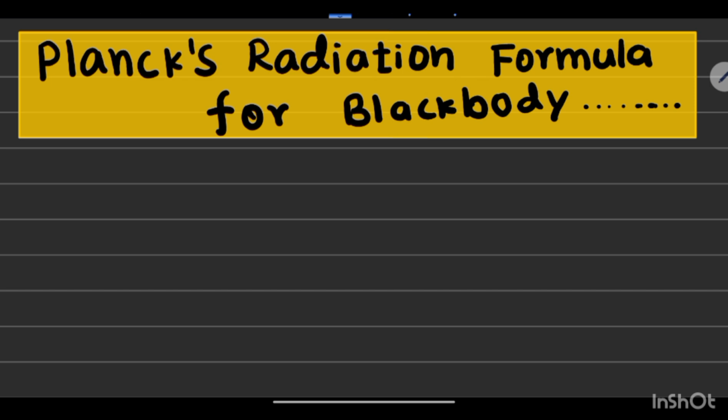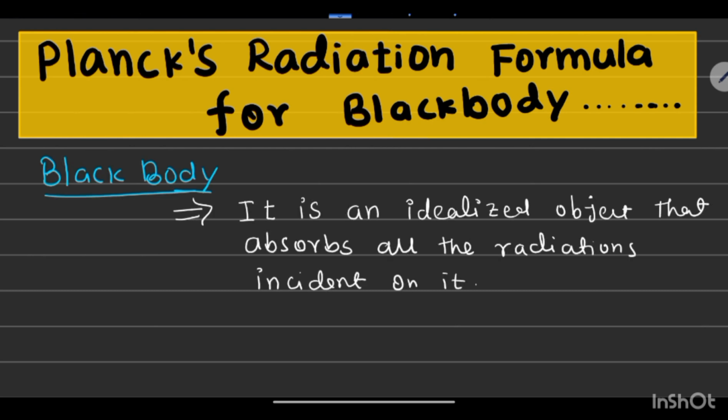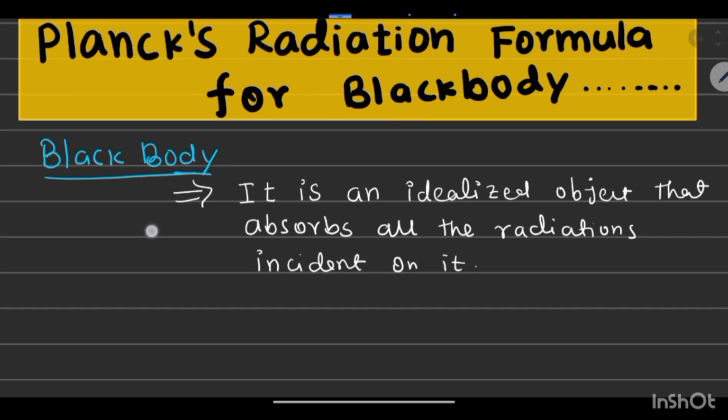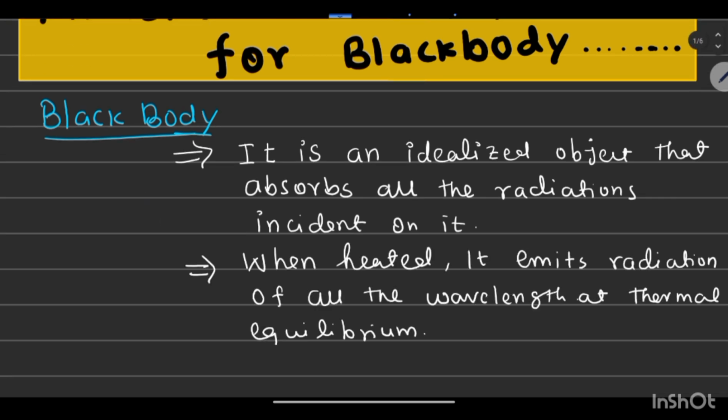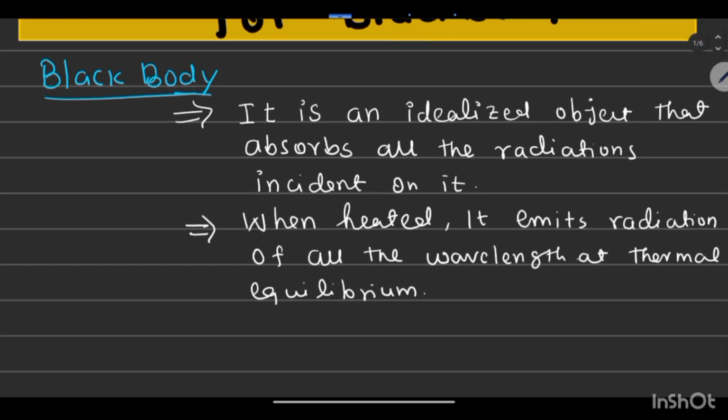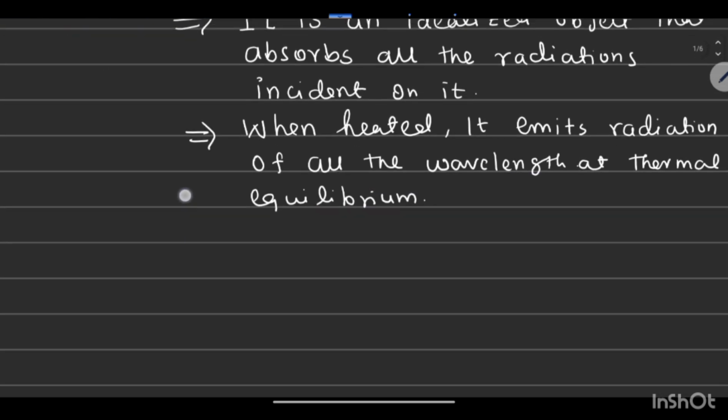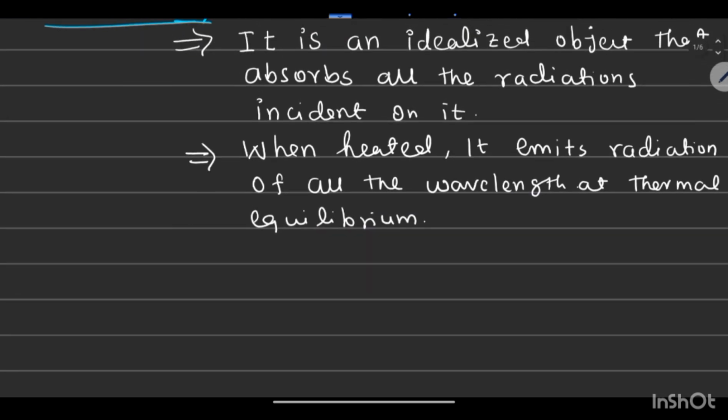Before proceeding to the discussion of Planck's formula for blackbody radiation, one has to understand what a blackbody and blackbody radiation are. So a blackbody is an idealized object that absorbs all the radiation incident on it. When such a body is heated, it emits radiation of all wavelengths at thermal equilibrium. Ideally, there is no such body as a blackbody practically, but one can construct a practical blackbody.